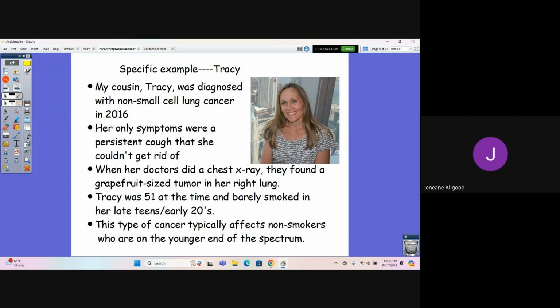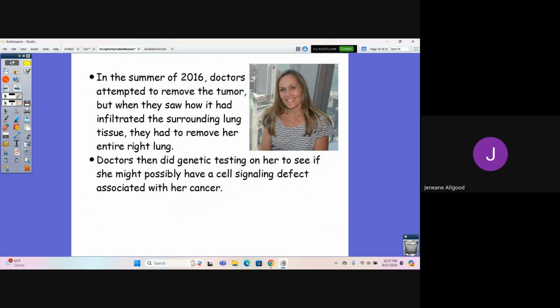So we've kind of got to get over that stigma of, oh, if they have lung cancer, they must have smoked. Because a lot of people who get lung cancer didn't smoke or didn't smoke enough to cause it. And so this is a type of cancer that typically affects non-smokers who are on the younger end of the spectrum. So the little bit she might have smoked in her late teens, early 20s did not contribute to this. This cancer affects non-smokers.